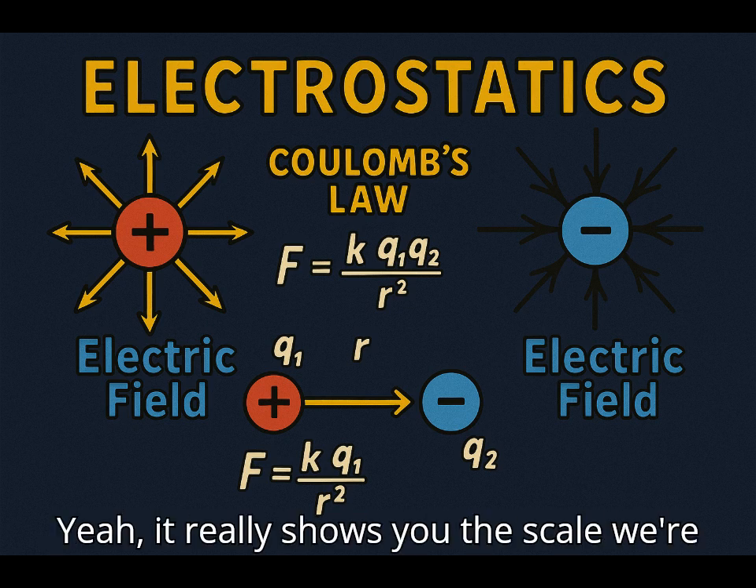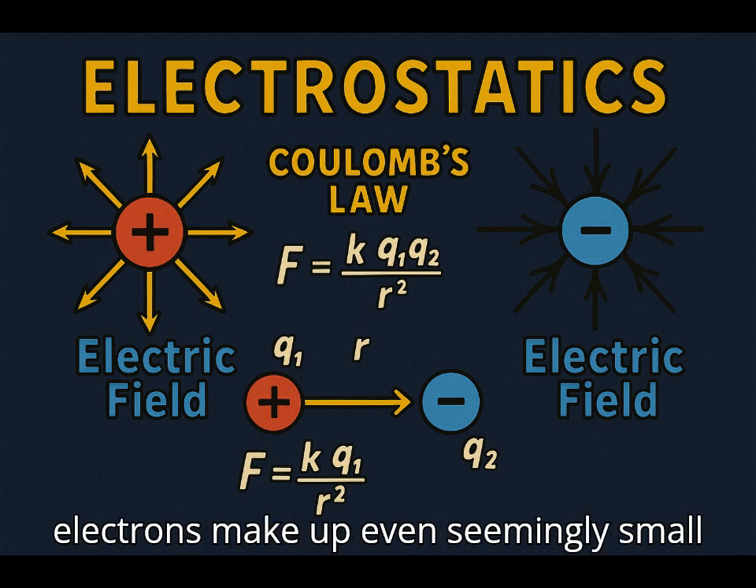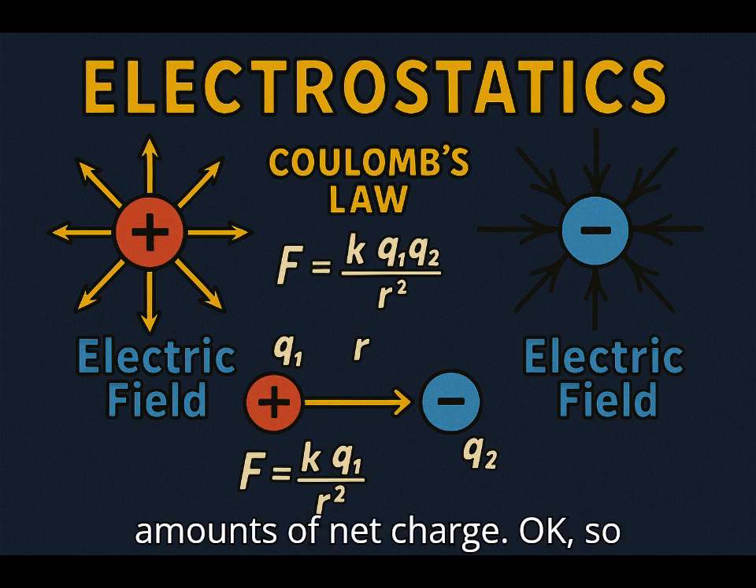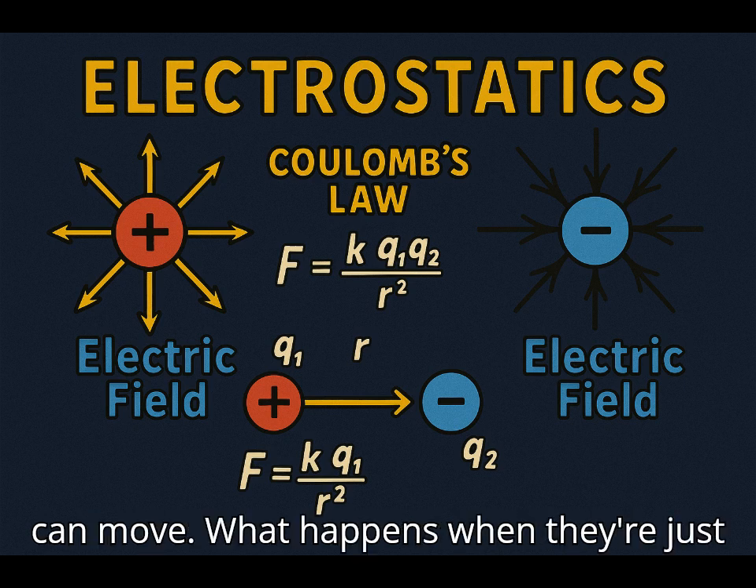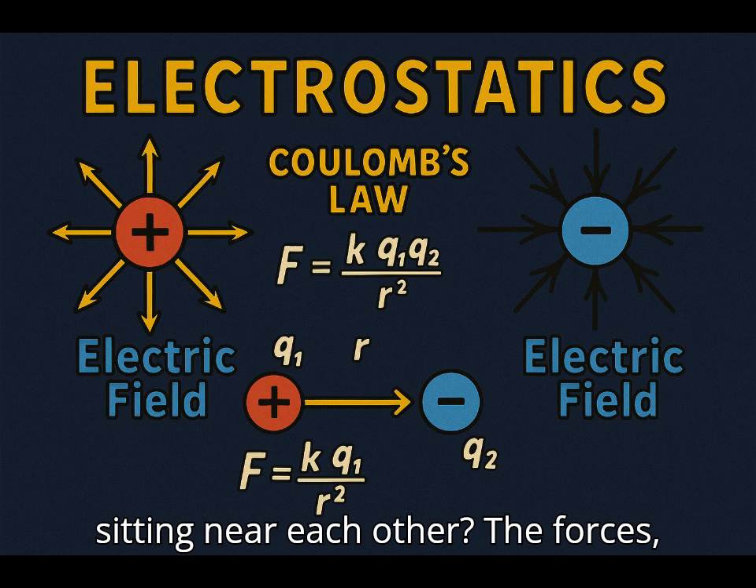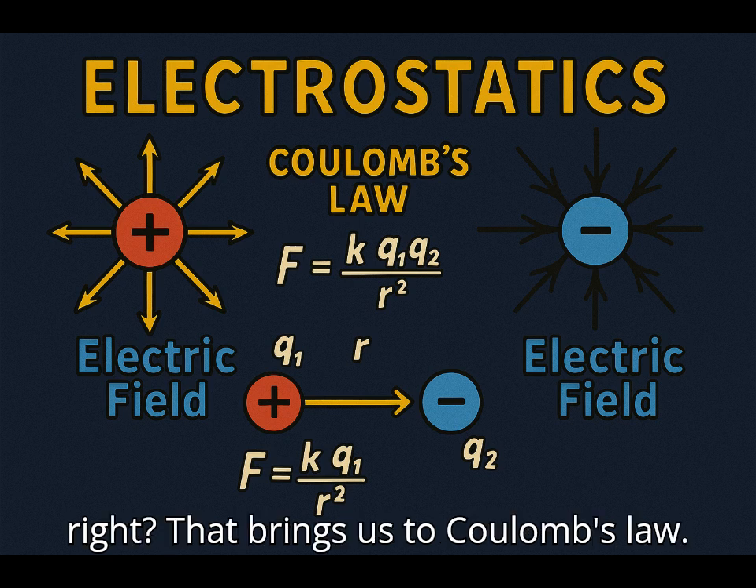Yeah, it really shows you the scale we're talking about. A massive number of electrons make up even seemingly small amounts of net charge. Okay, so charges exist, they're conserved, they can move. What happens when they're just sitting near each other? The forces, right? That brings us to Coulomb's law.